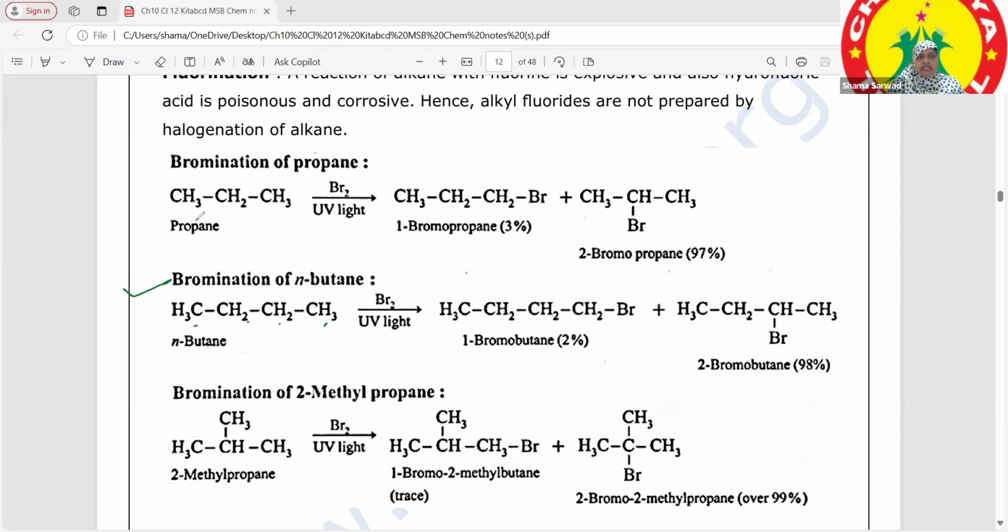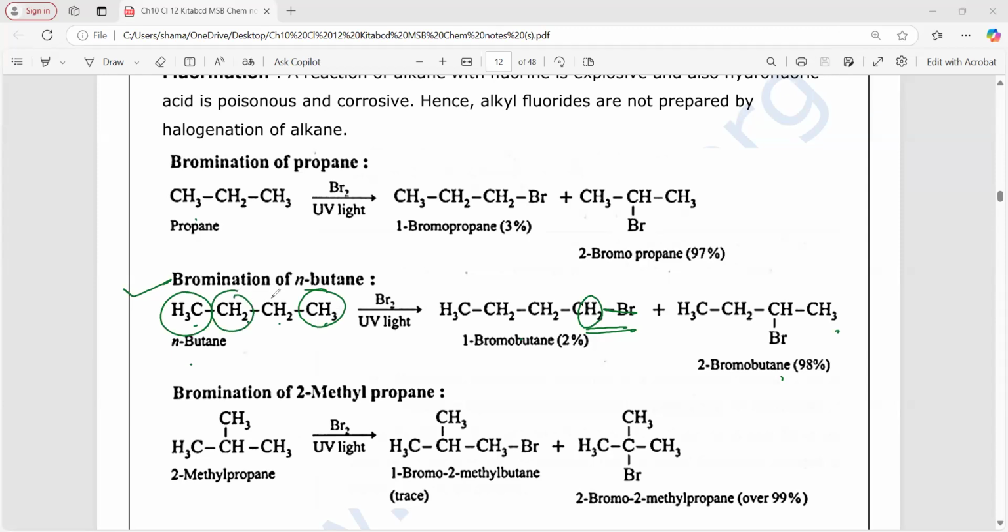Same, like instead of propane, you are going to take butane, same primary and then the secondary, correct? 1-bromobutane, 2-bromobutane, primary and secondary. Here also there are only two kinds of hydrogens. See, this CH3 is the primary group, and this CH2 group is the secondary group, correct?